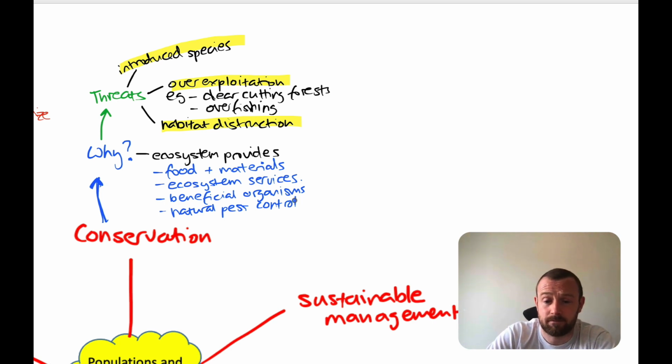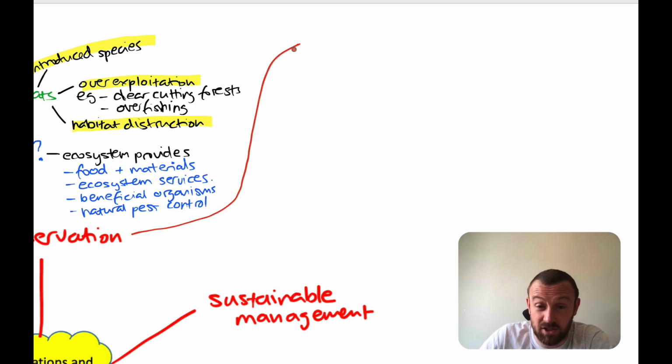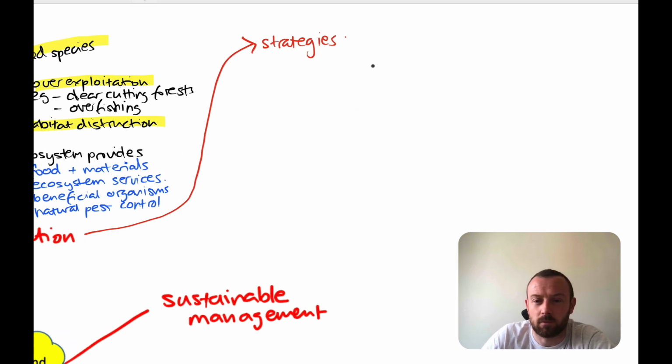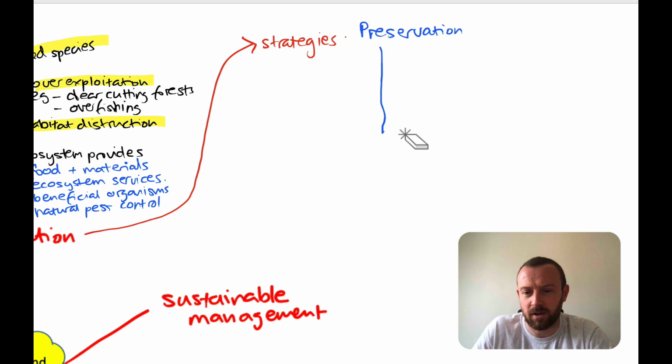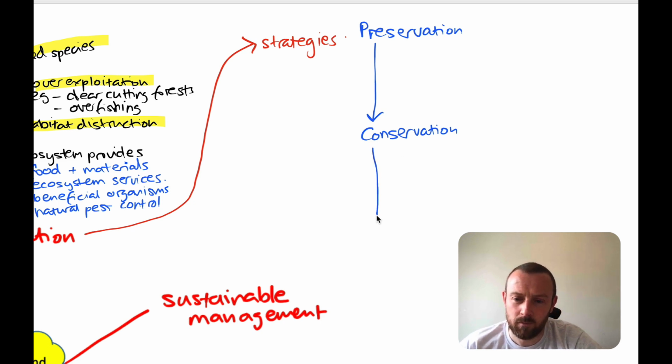But what about conservation strategies? Okay, now let's go over to this idea of strategies. Right, now this is where we're going to get into this idea of a scale. So at one end we have preservation. And then we move down into, I'm going to do that again, apparently I can't draw a straight line. We move down into conservation. And then I would suppose we'd move into sustainable management. So I'm going to link that in there.